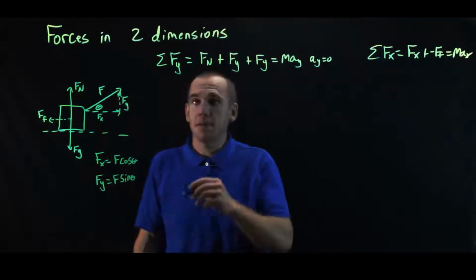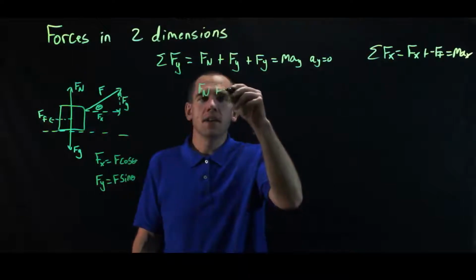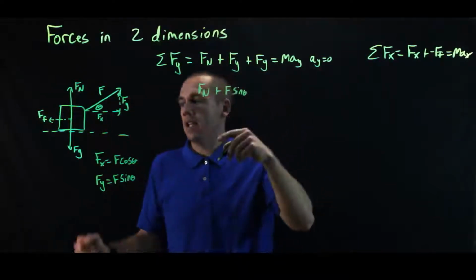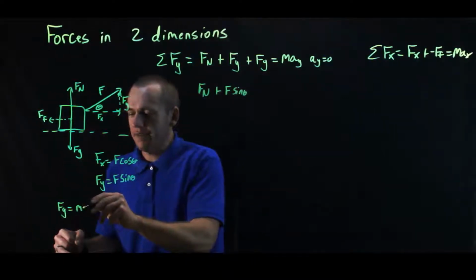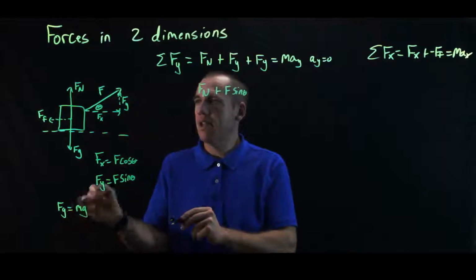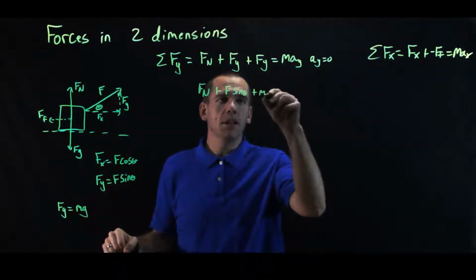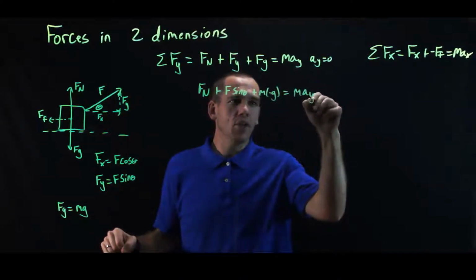And so I can make those substitutions, and so Fn plus F sine theta, and then plus Fg, but Fg is equal to the force due to gravity, mass times the acceleration due to gravity, but since I've made positive up, g is negative, so plus m times negative g equals mass times the acceleration in the y direction.